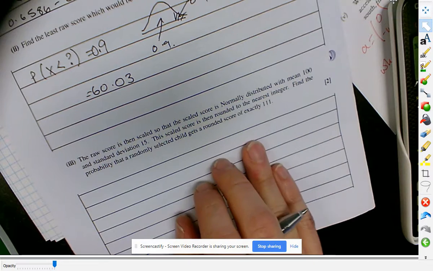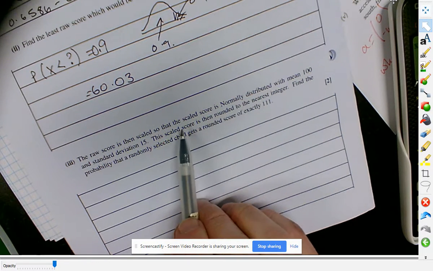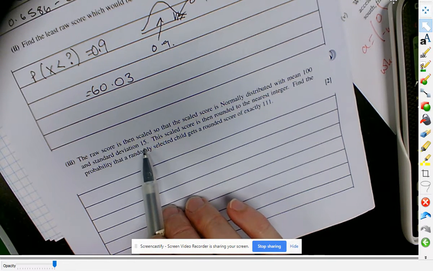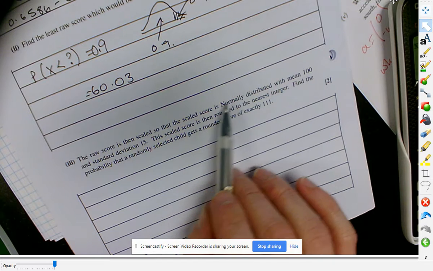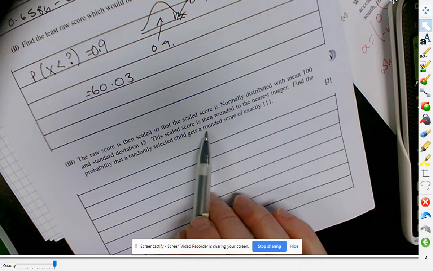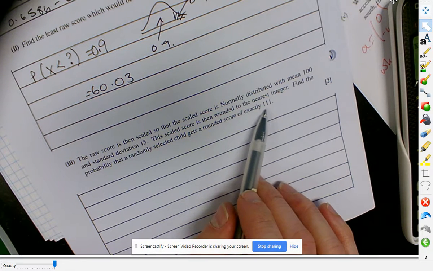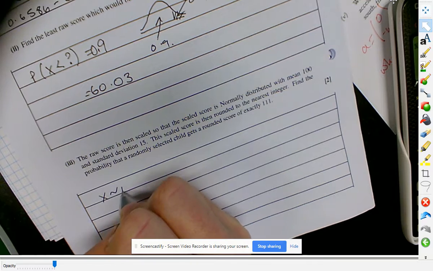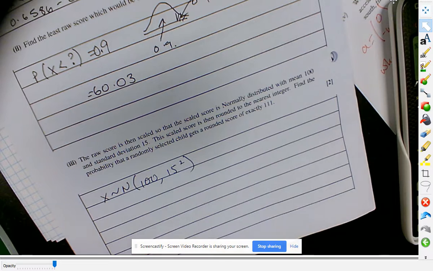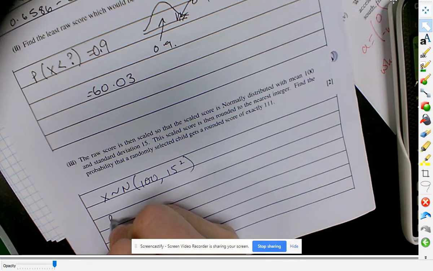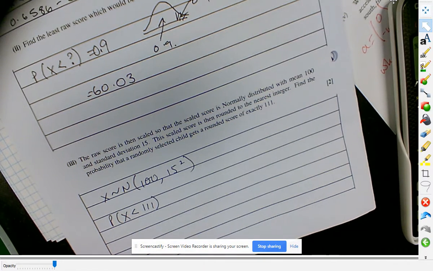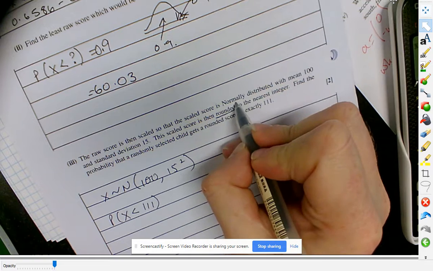The raw score is then scaled. So the scaled score is normally distributed with a mean of 100 and a standard deviation of 15. The scaled score is then rounded to the nearest integer. Find the probability that a randomly selected child gets a rounded score of exactly 111. So we've got x is normal with a mean 100, standard deviation 15. And we want the probability that x is less than 111. But this is really important.